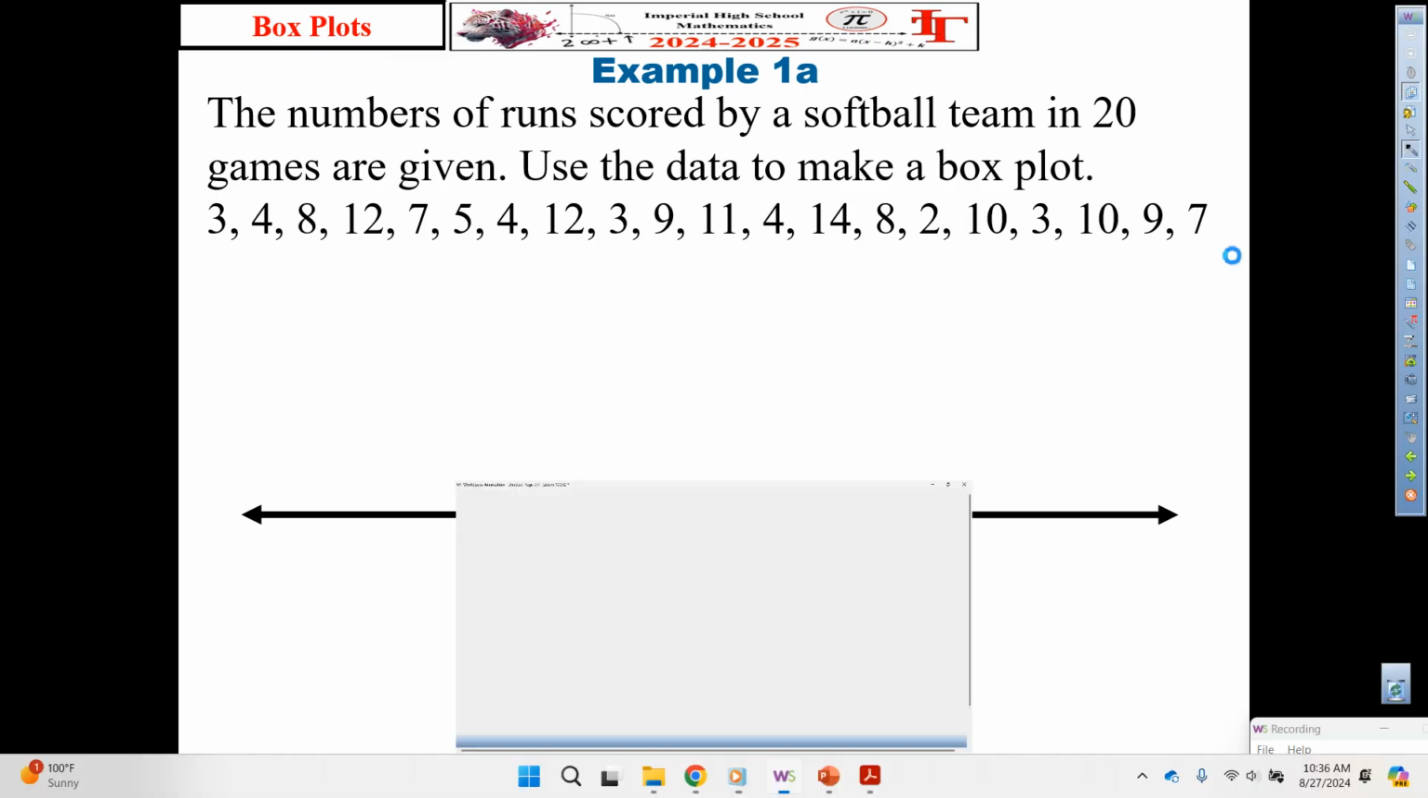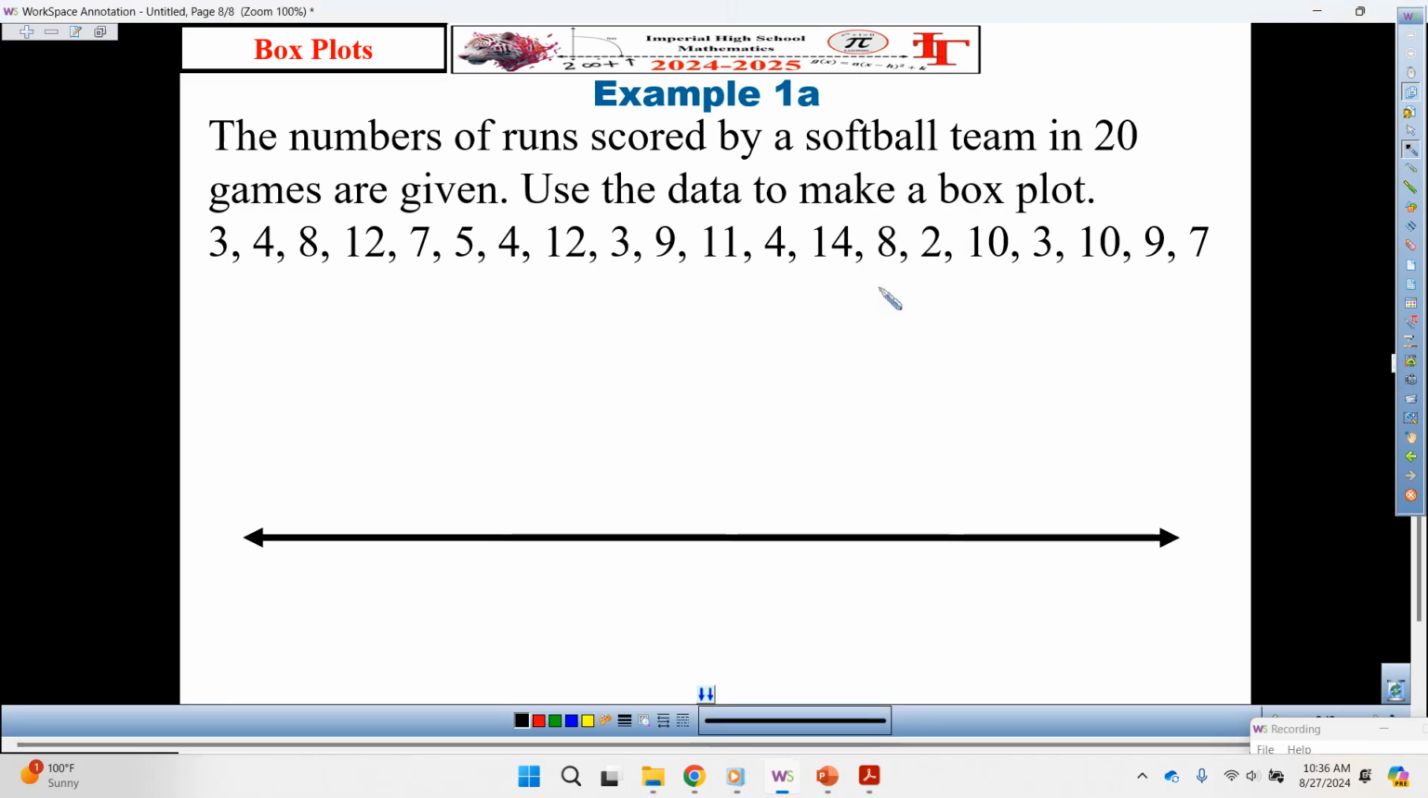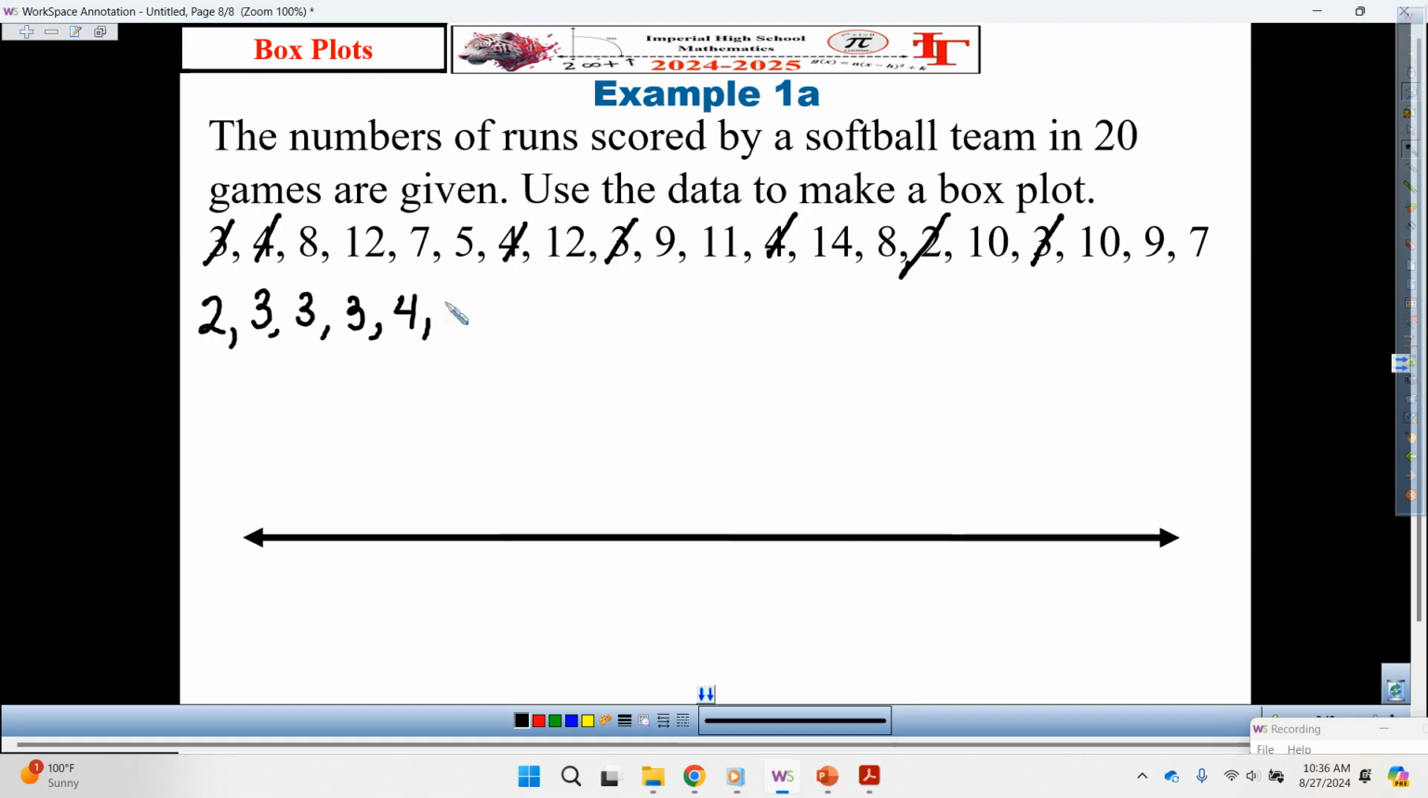Yes, in ascending order. All right, let's start with number 2. I'm going to cross it out. 2. Write this down, we're going to do this together. Then we got three 3s: 3, 3, 3. All right, what else do we have? We have a 4 and another 4 and another 4. Three 4s.